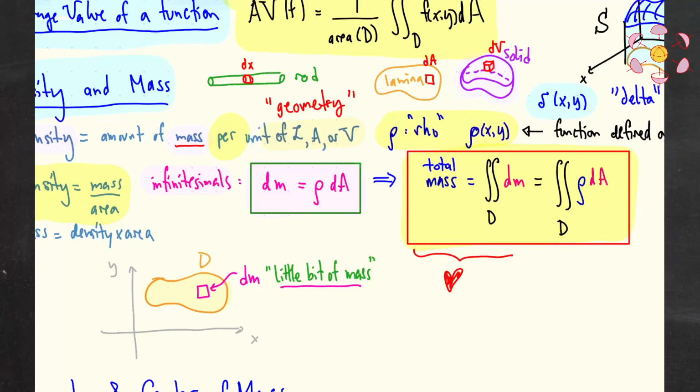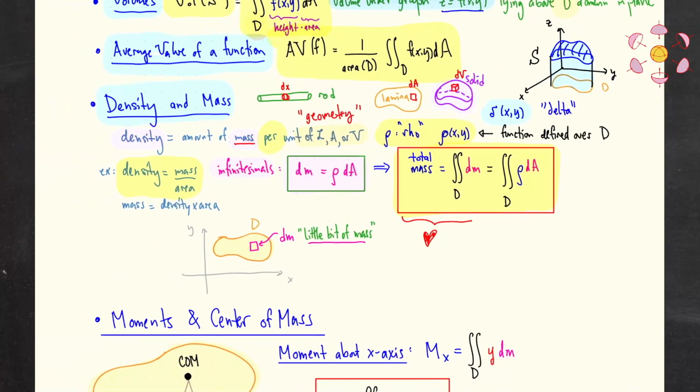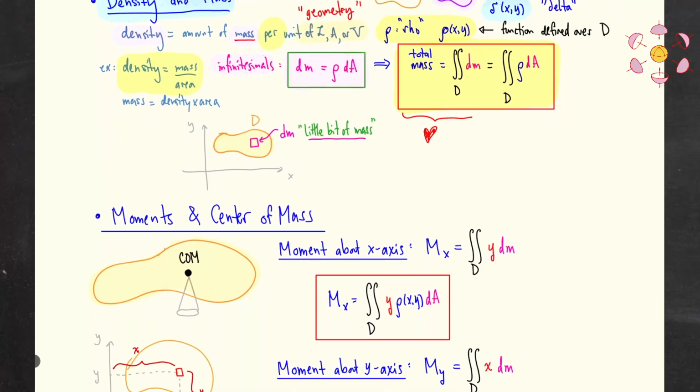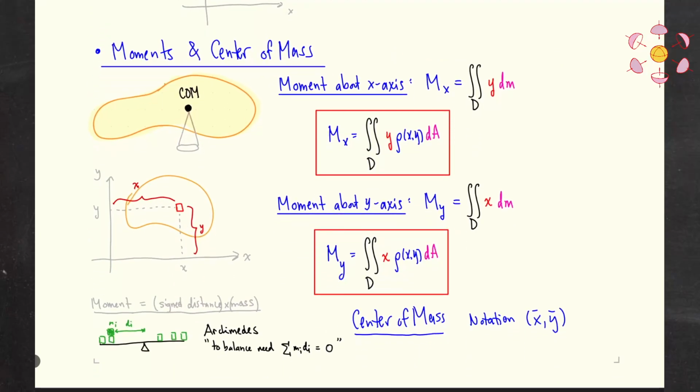Okay, but if you have a density function, of course, you can just use density times dA, and that's the same formula. All right, that's it. That's all there is to mass. So where it gets more interesting is moments and centers of mass.